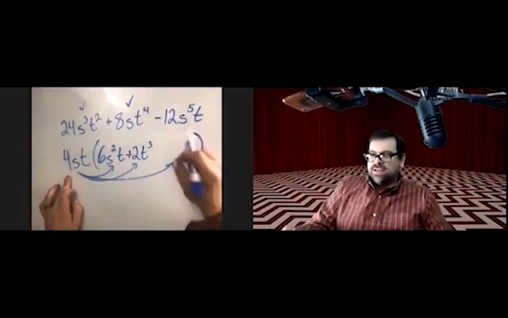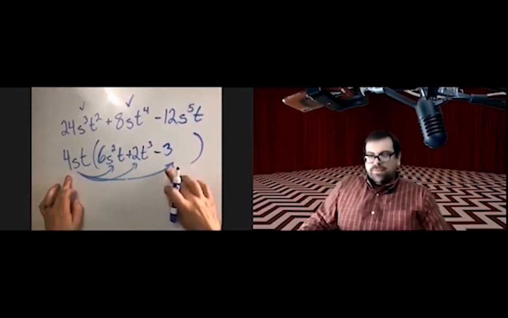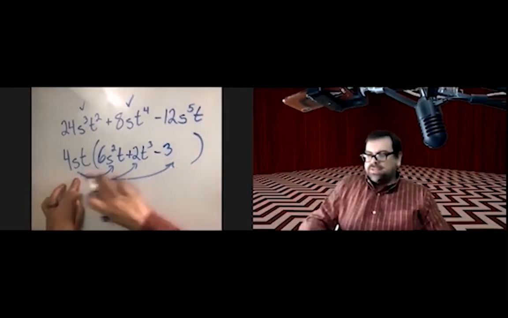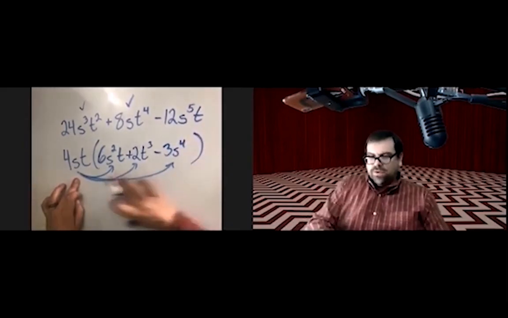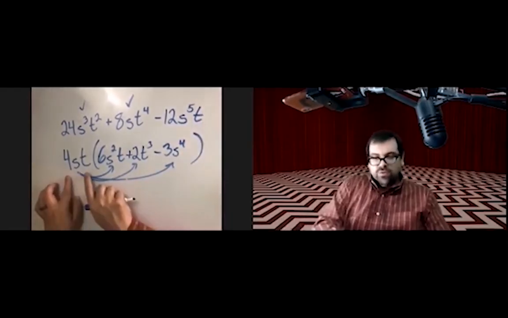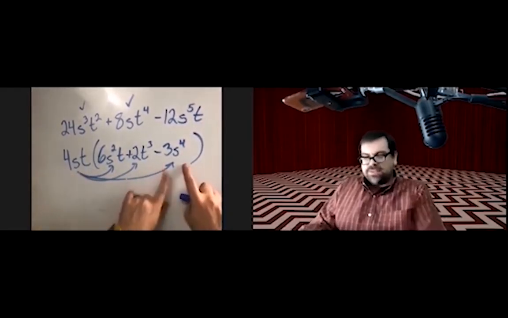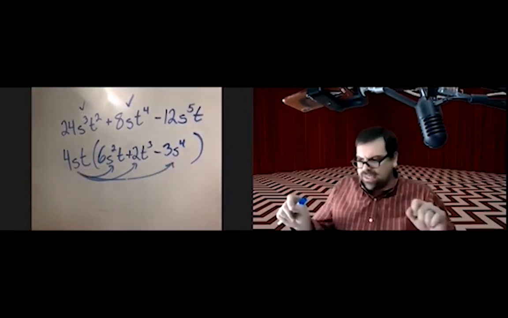4 times what is negative 12? 4 times negative 3. S times what is S to the fifth? S to the fourth. T times, we already have all the T's we need. So just checking, 4ST times negative 3S to the fourth, negative 12S to the fifth T.